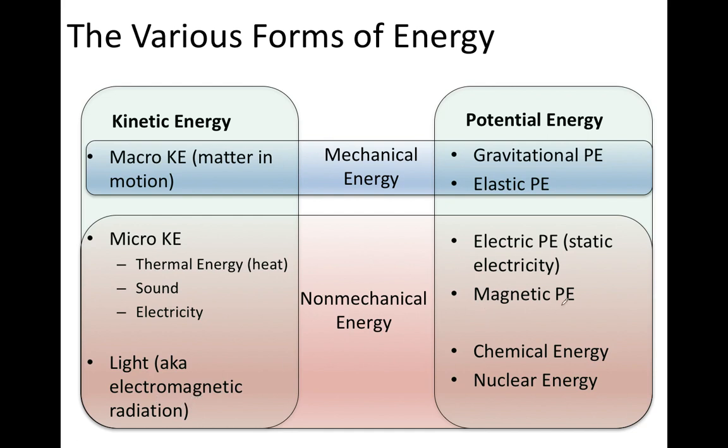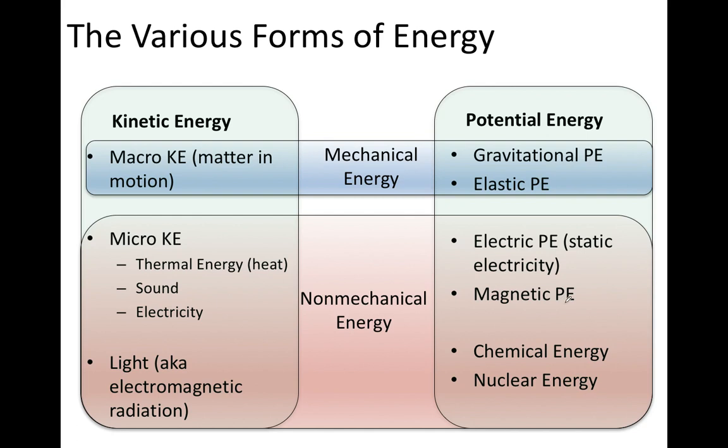Over on the potential energy side, we can store up electrical potential energy if we separate charges. So think about running a sweater through a dryer. The electrons might jump from one article of clothing onto a sweater, and then we have an excess of charged particles that is stored up energy.